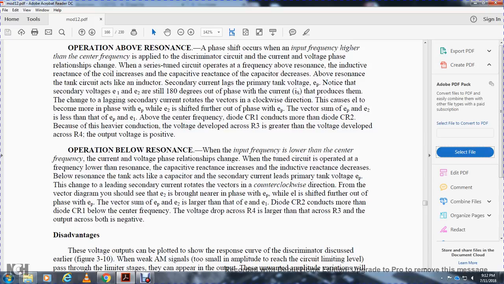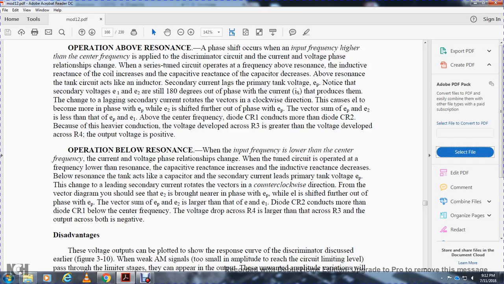Operation below resonance. When the input frequency is lower than the center frequency, the current and voltage relationship changes, as in a tuned circuit operated below its resonant frequency: the capacitive reactance increases and the inductive reactance decreases. Below resonance, the tank acts like a capacitor, and the secondary current leads the primary tank voltage. The leading secondary current rotates the vectors in a counterclockwise direction. From the vector diagram, you should see that voltage 2 is brought nearly in phase with the primary tank circuit voltage, while voltage 1 is shifted further out of phase with it.